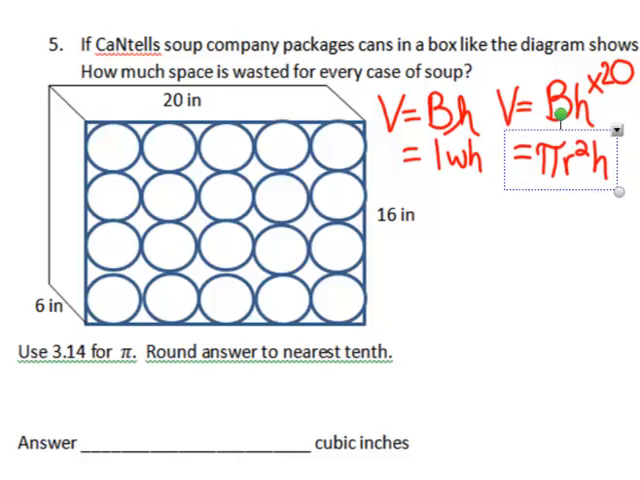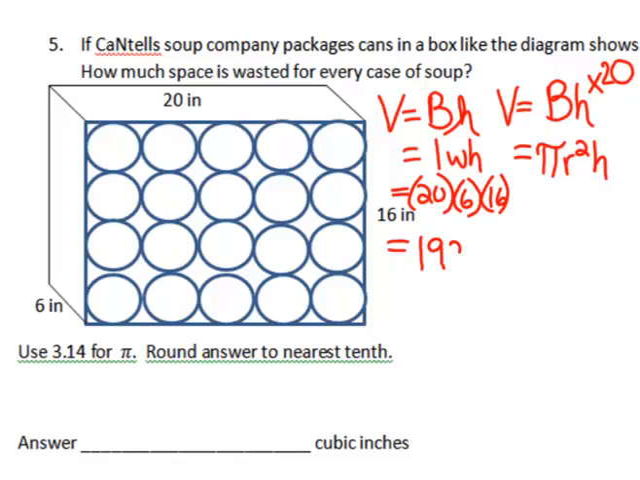in. Okay. So let's find the volume of the box first. So the rectangular prism, the length is 20, the width is 6, the height is 16. So 20 times 6 times 16 equals 1,920. All right. Now I need to figure out the volume of a can.